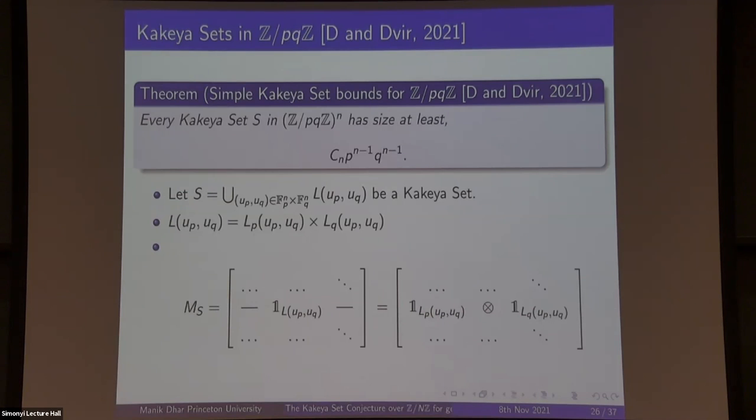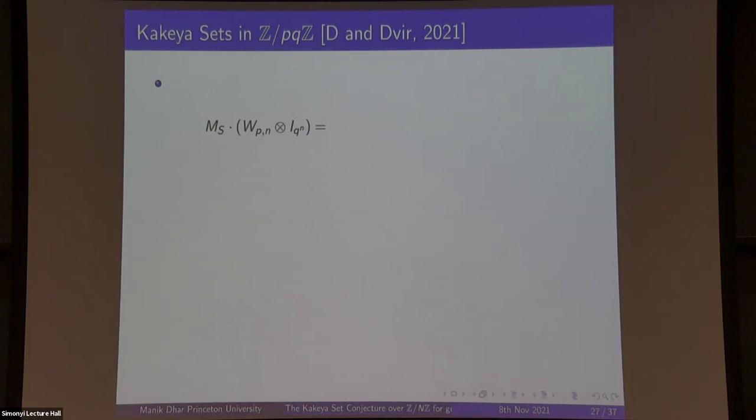So now we'll apply our same strategy again. We'll try to multiply this with a matrix to simplify it. The matrix you multiply it with is WPN tensored with just the identity matrix over the FQ part, so the identity matrix of size Q to the N times Q to the N. And we are doing this over the field FP, so right now we are working over that. Now because of the tensor product structure, the FP part only multiplies with the FP part, the FQ part only multiplies with the FQ part, but this is just identity, so nothing happens here.